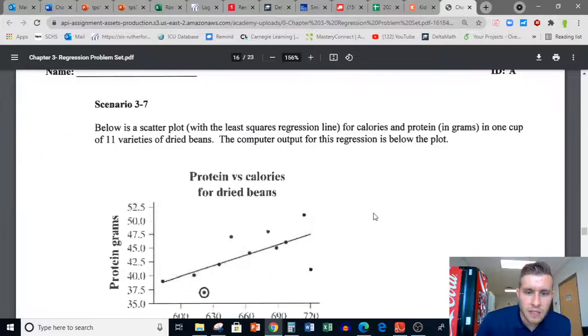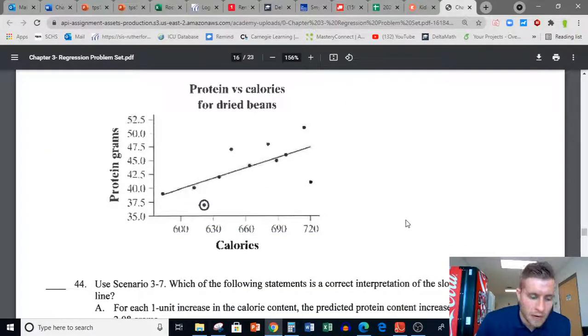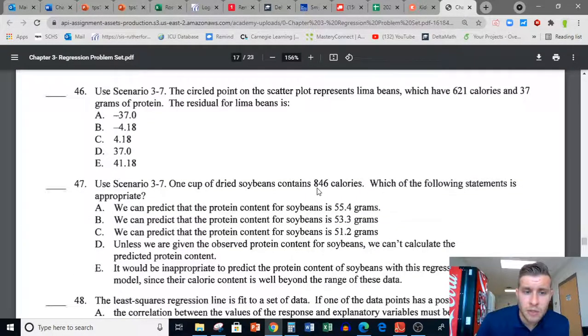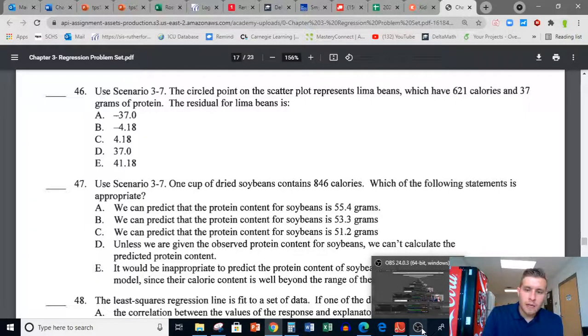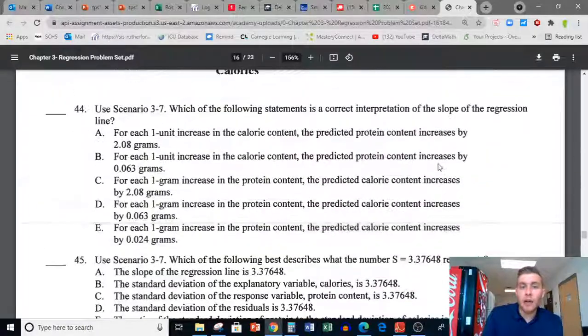So 846, does that show up here? Well, that's not on the graph, right? So does that cause a problem? Well, yeah, we don't have the line continuing that far, and we also don't have an equation to help us with that. So E would be the best choice here. It's not appropriate to predict the content because it's beyond the range of the data and that model. So that would be an example of trying to make predictions.